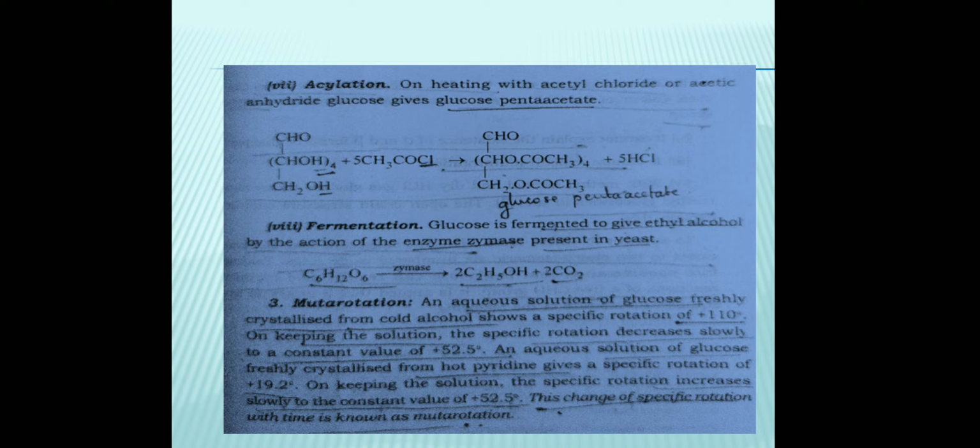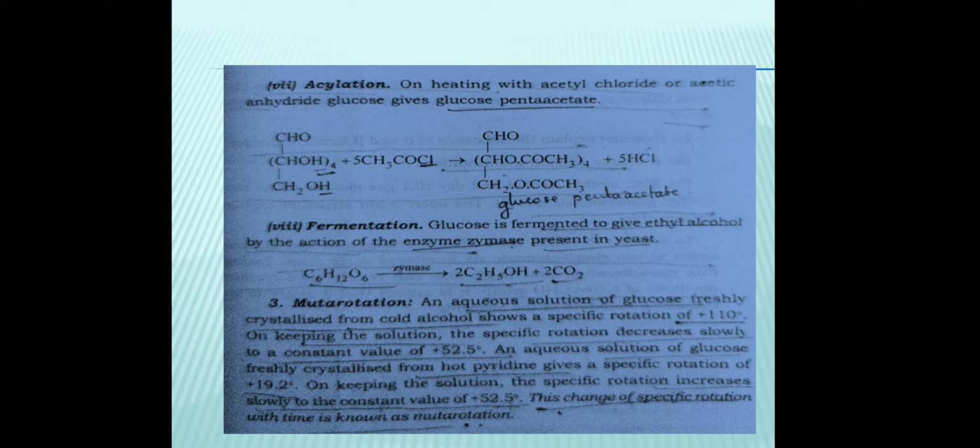Acylation. On heating with acetyl chloride or acetic anhydride, glucose gives glucose pentaacetate. The 5 hydrogen atoms of the OH groups of glucose are replaced by acetyl groups, giving glucose pentaacetate. Fermentation. Glucose is fermented to give ethyl alcohol by the action of the enzyme zymase present in yeast. C6H12O6 reacts with zymase to give C2H5OH, ethanol, ethyl alcohol, plus carbon dioxide.